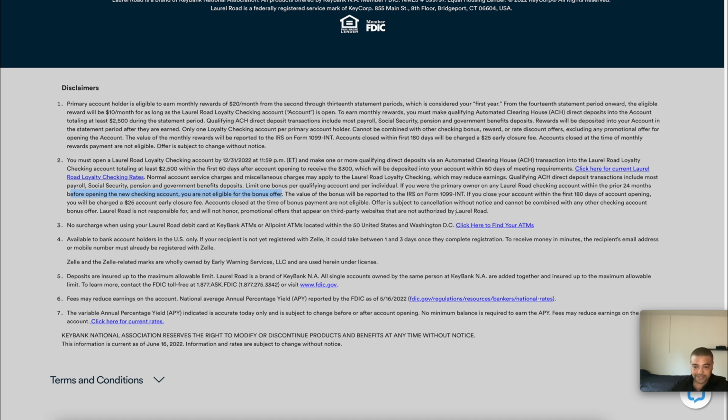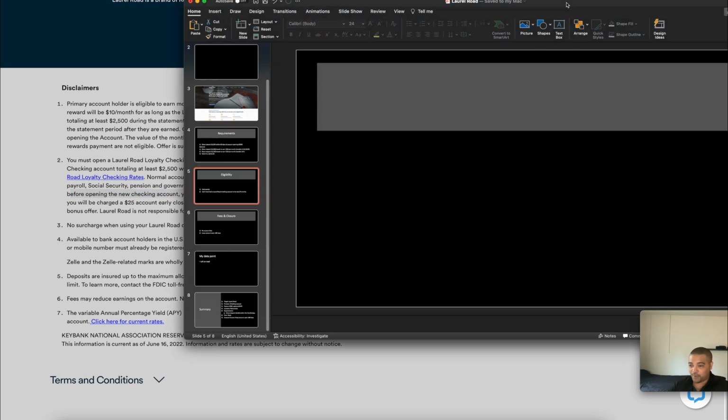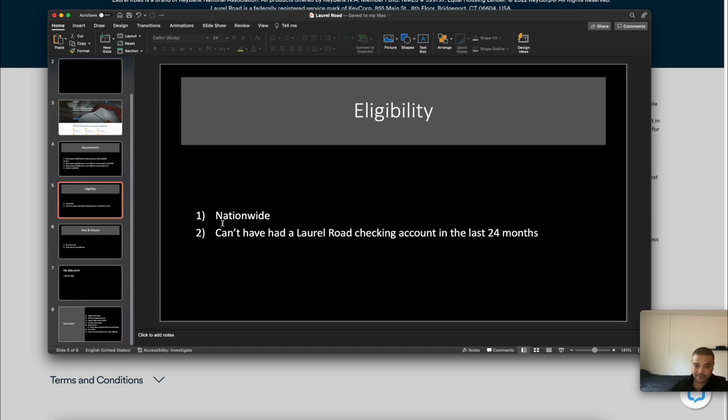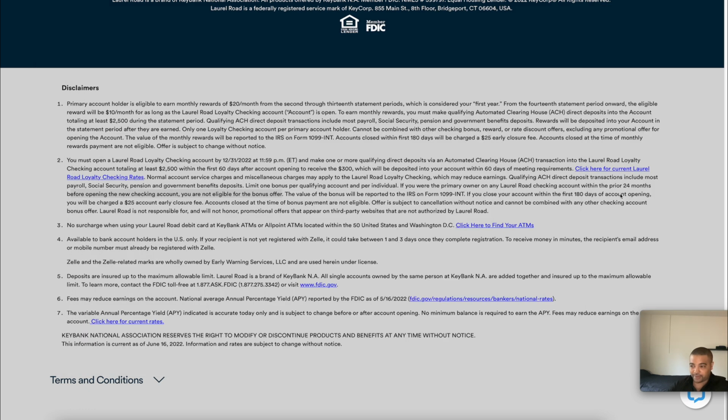But they don't list any states in here that are excluded. So that's why I'm going with nationwide. If you come back to our slide deck here, you can see eligibility. We have nationwide, can't have had a Laurel Road checking account in the last 24 months. So we've got that. Let's move that out.